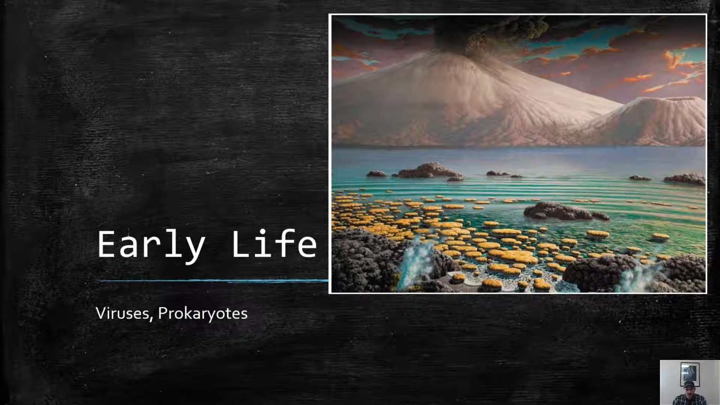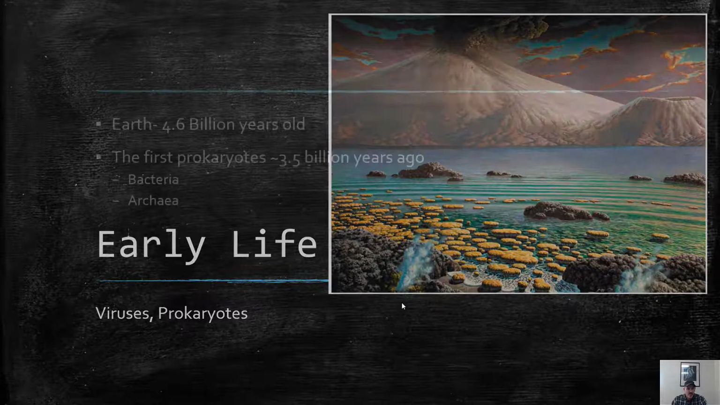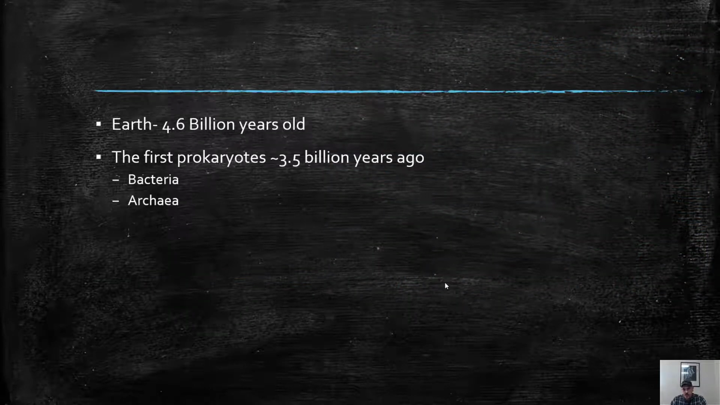Let's talk about early life. So we're talking about chapter 24 here, especially prokaryotes and viruses. We know from previous lecture work that the Earth is around 4.6 billion years old, and the first life shows up around 3.5 billion years ago. Those first life forms would have been prokaryotes.